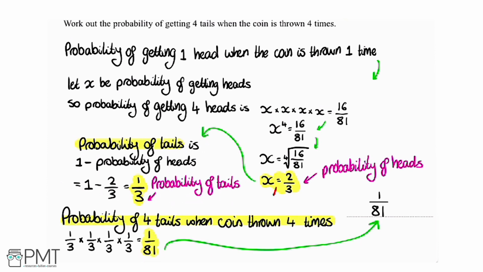So we got our first mark for getting the probability of getting heads, and our second mark for using that to get the correct answer of 1 over 81.